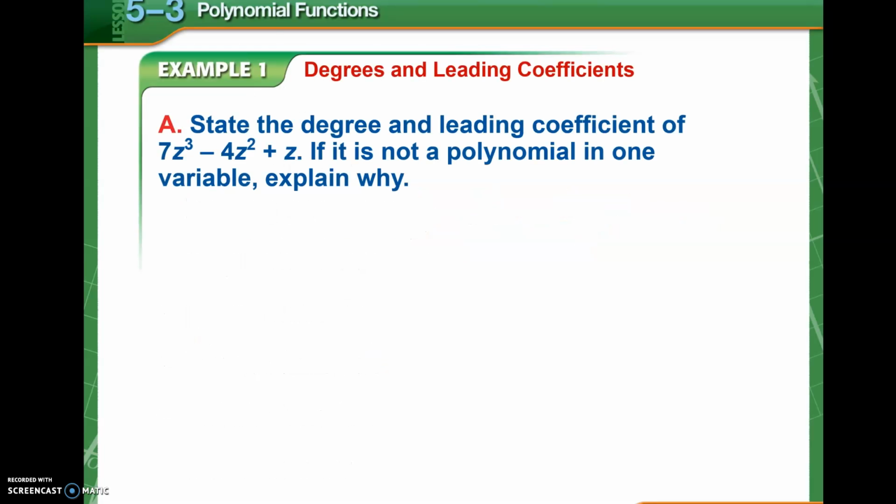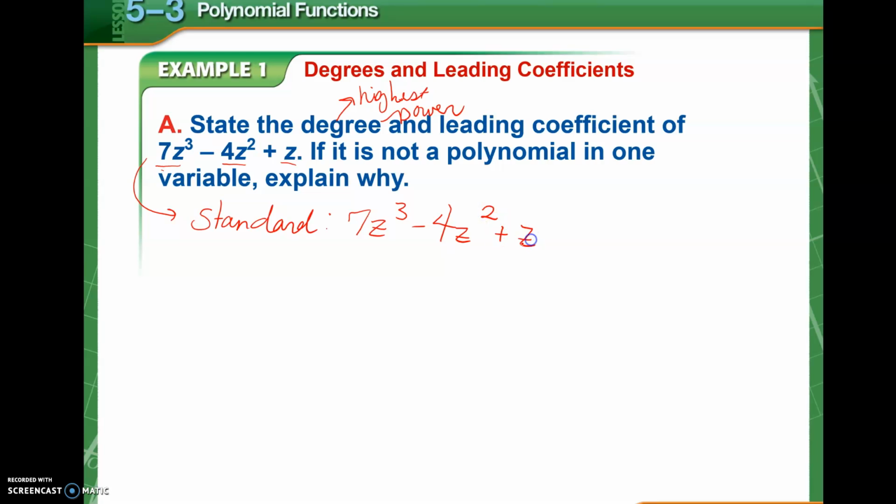So state the degree and the leading coefficient. The degree is the highest power. If a polynomial is in standard form, then you should have your highest term first, your next highest term, and then your next highest term, all in descending order, which this one does. So this is in standard form. If it asks you for standard form, that's where the highest power is first, and so forth.